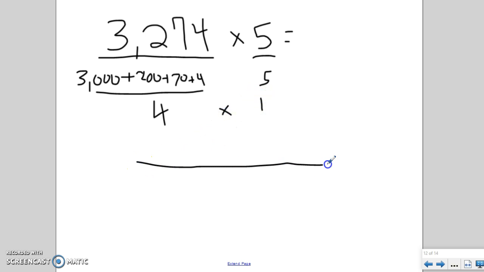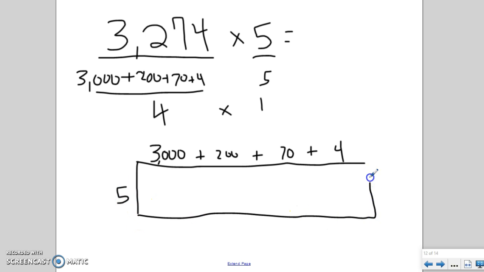So when I build my rectangle, I need to build it long enough to get in the 3,000 plus the 200 plus the 70 plus the 4 going across. And then, of course, I need to go down with the 5. So when I build this out, it's going to be a longer rectangle because it's got more pieces. And I need to separate the 3,000 from the 200, from the 70, from the 4.